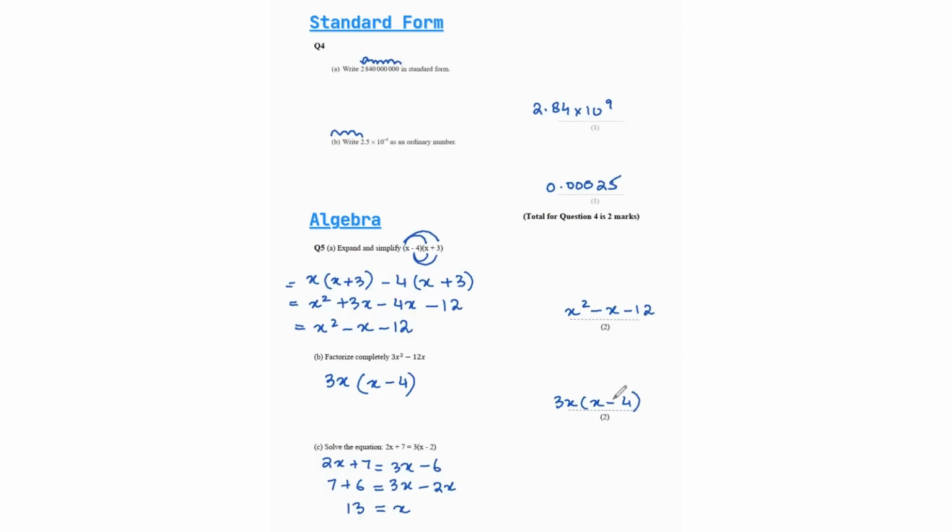For this, you need to remember that when you're moving terms from one side to the other side, their sign changes. If it's positive originally, it becomes negative. If it's being multiplied originally, it divides on the other side. So the function that it's performing is going to be the opposite on the other side.